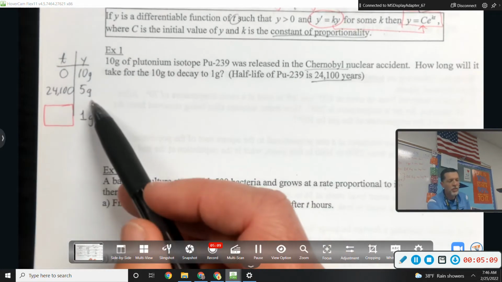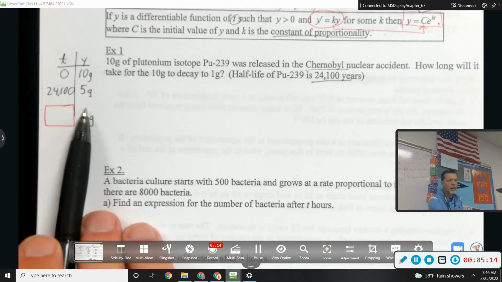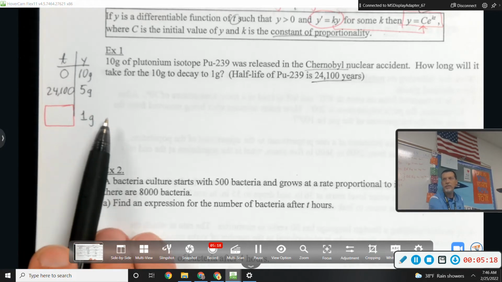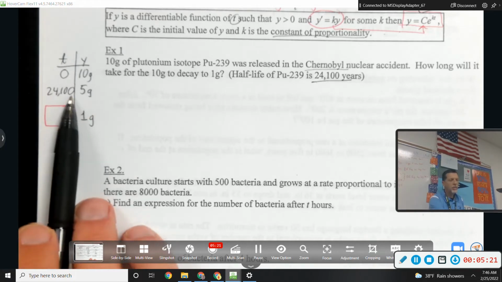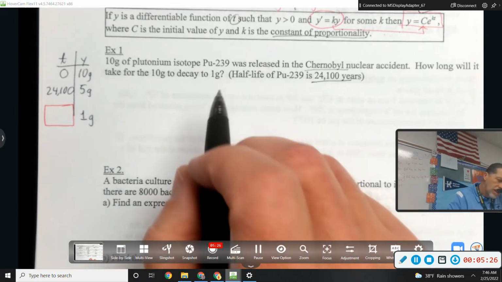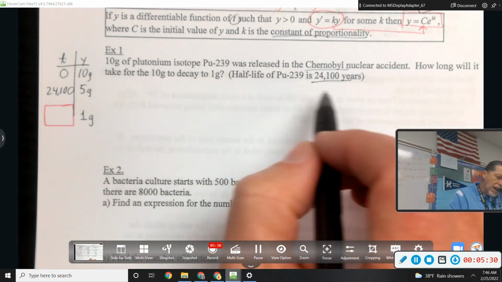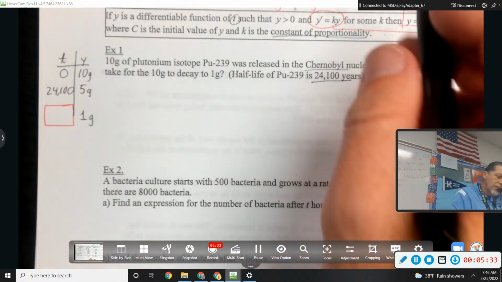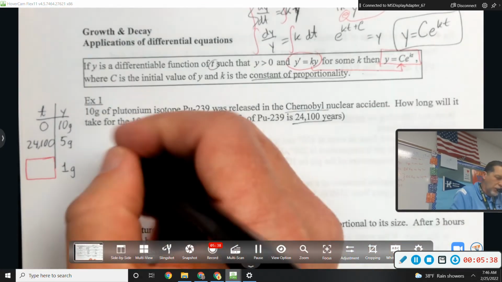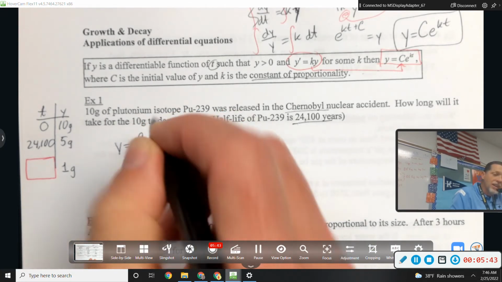This also helps us if we wanted to get a guess for this, right? In another 24,000 years, we'd be down to 2.5. And then in another 24,000 years, we'd be down to 1.125. So that can get us sort of in the ballpark. All right. It tells us that this is a decay problem. So even though I just said I don't really want to memorize this, I also just did it. So I'm going to start with y equals c e to the kt.